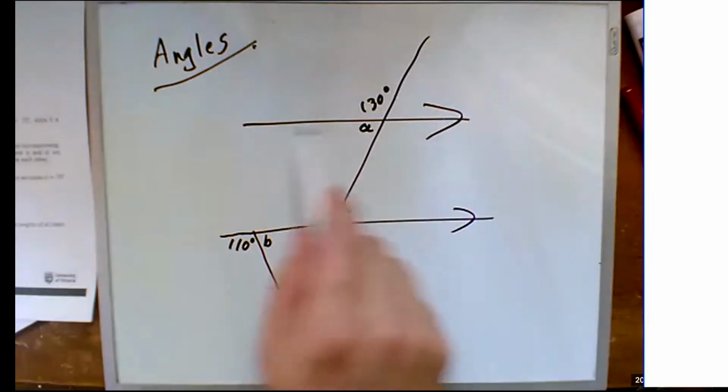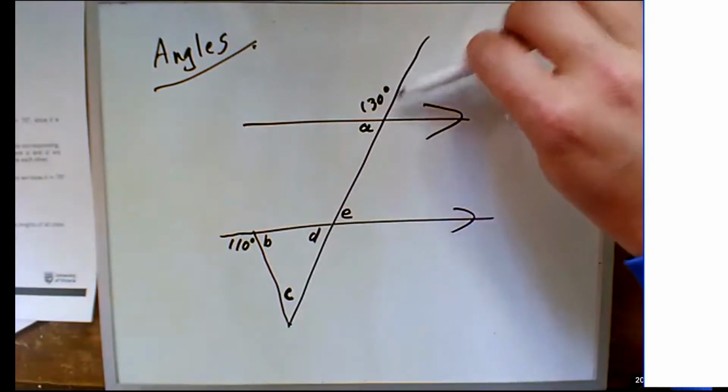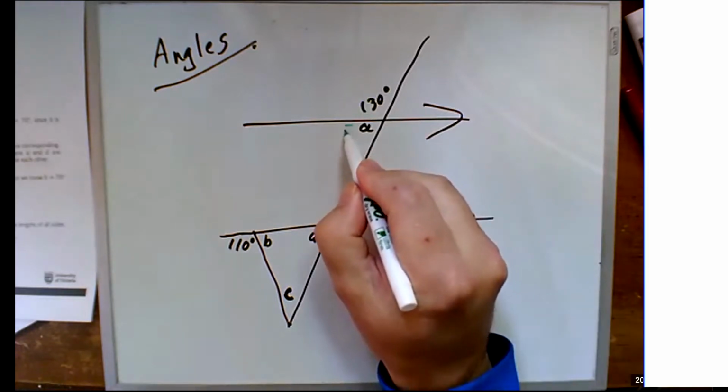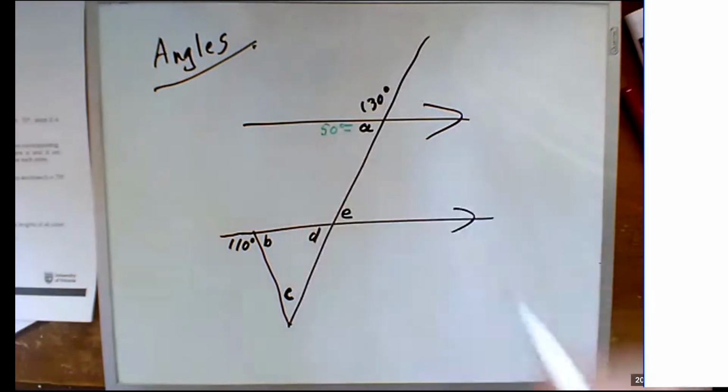Flat lines don't just go left and right, they can go up and down too. So when we look at this, we can see that we have a flat line going this way. We know one side of the flat line is 130 degrees, which means that we can immediately determine the other side of our line because it has to make up 180 degrees. A is going to be equal to 50 degrees because 50 plus 130 equals 180.